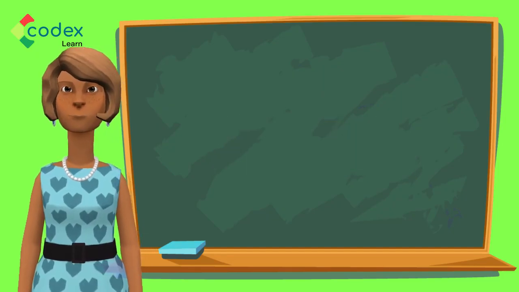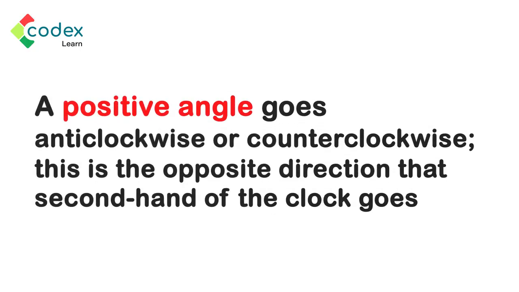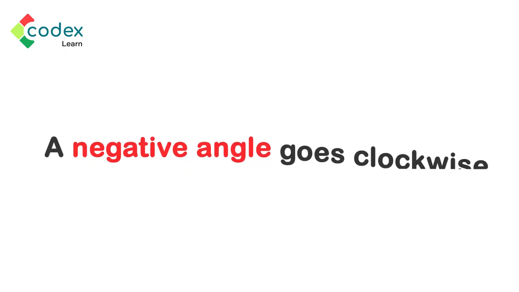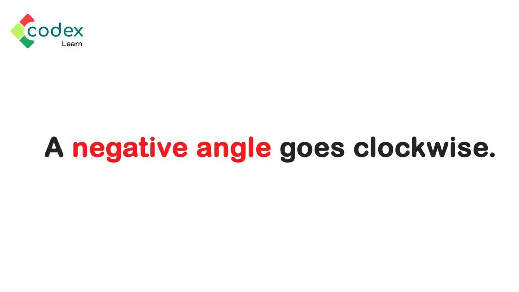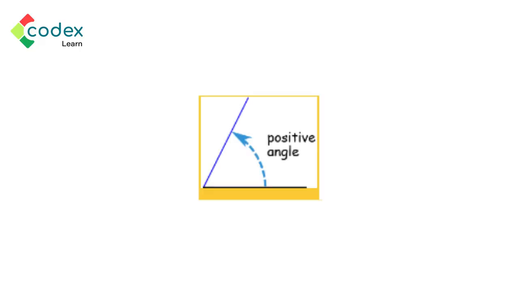When measuring from a line, remember these points. 1. A positive angle goes anti-clockwise or counterclockwise. This is the opposite direction that the second hand of the clock goes. 2. A negative angle goes clockwise. Let me show you. This is a positive angle.